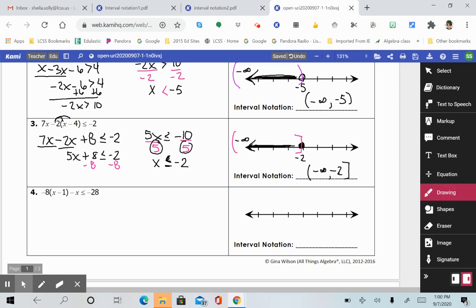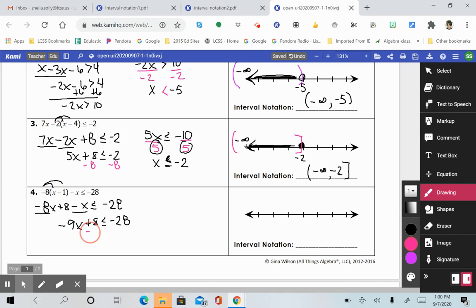All right, let's do number 4. Let's distribute first. You get negative 8x. Negative 8 times negative 1 is positive 8. Minus x is less than or equal to negative 28. Combine like terms. Negative 8x minus x is negative 9x. Plus 8 is less than or equal to negative 28. Our next step would be to subtract 8 from both sides. So that's going to give us negative 9x less than or equal to negative 36.